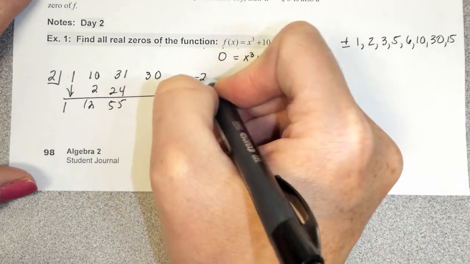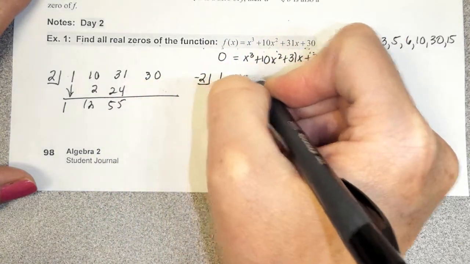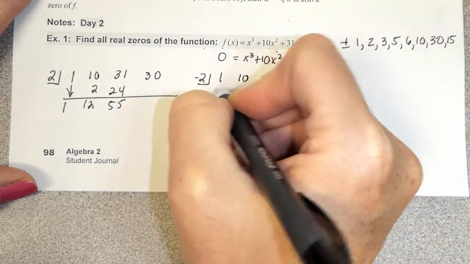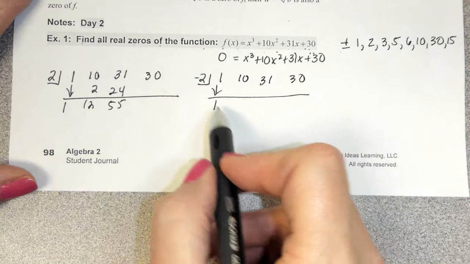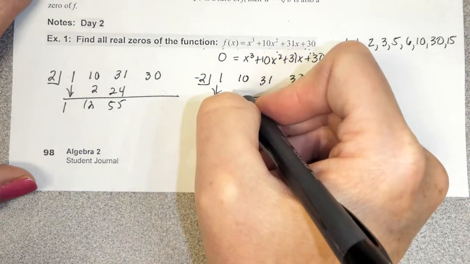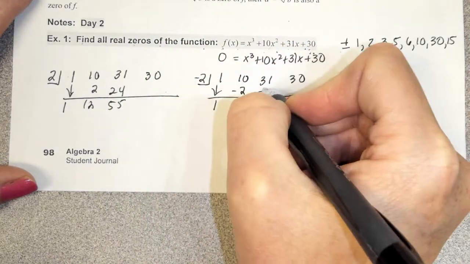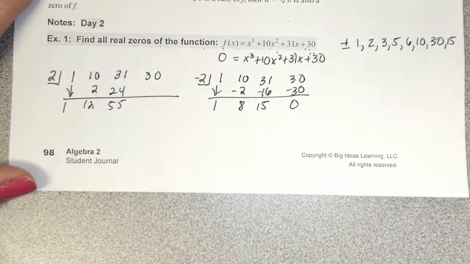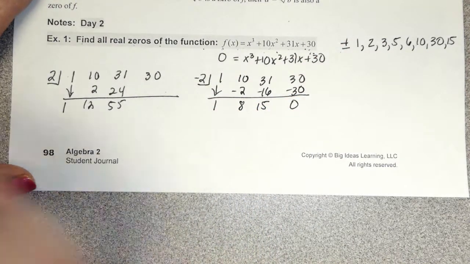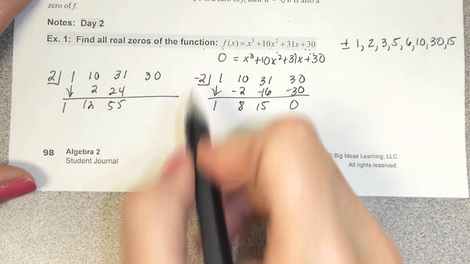I'm going to go ahead and try negative 2. I'm trying to find a 0 here. Sometimes they give you a 0, which is nice, but they did not give us one. So we have to find it. So this is 8, that's negative 16, that's 15, negative 30, great. Why am I saying great? That is a 0, okay?